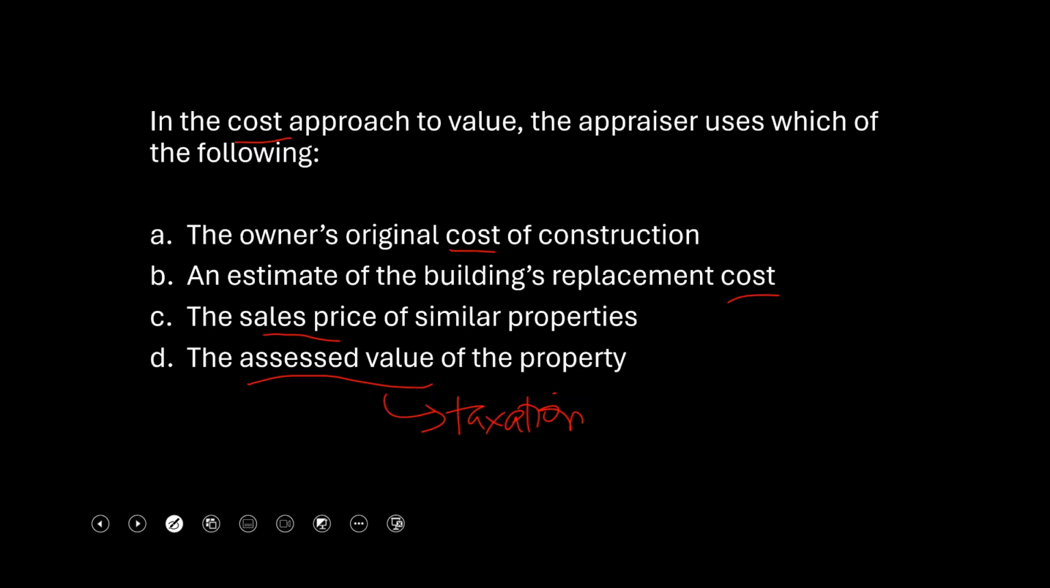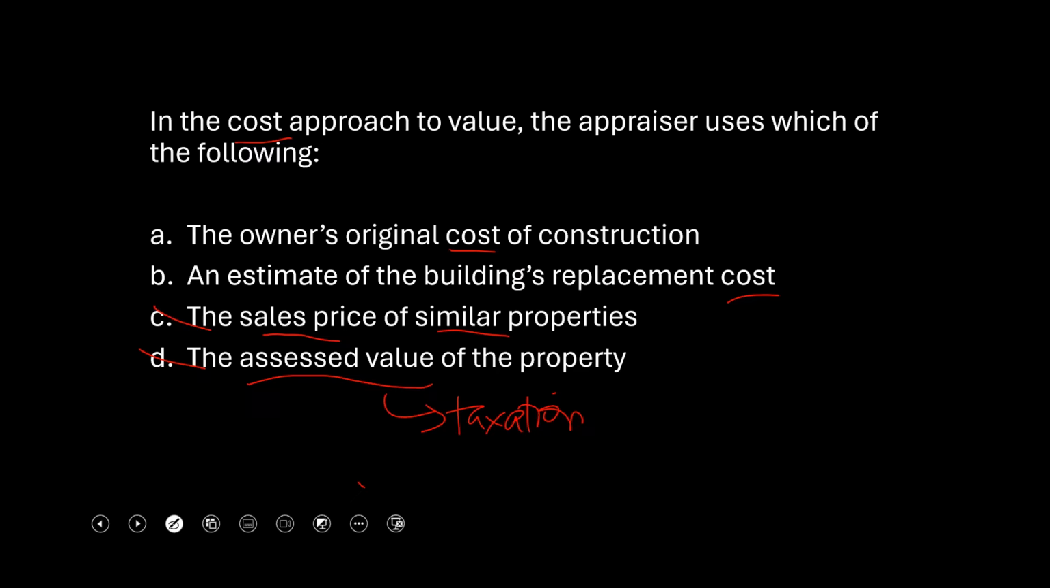And then sales price of similar properties. This is where you are comparing similar properties. So that is not the cost approach. So these two are out. All right. So we've eliminated D. We've eliminated C. So now we're either the original cost or the estimated building's replacement cost.